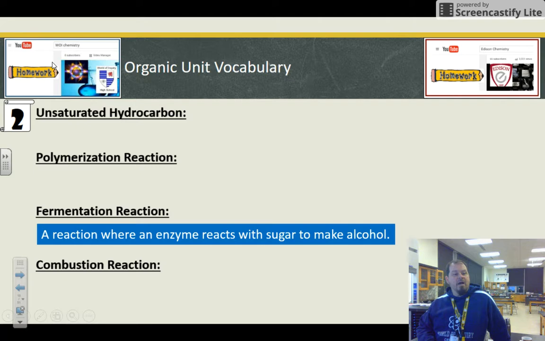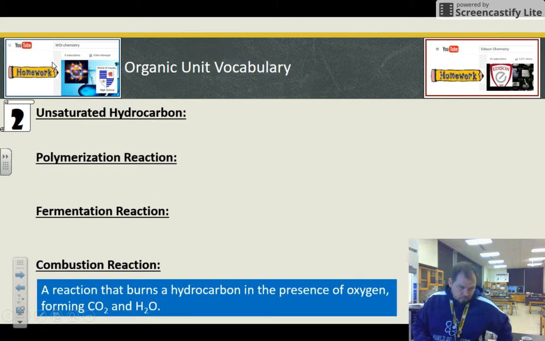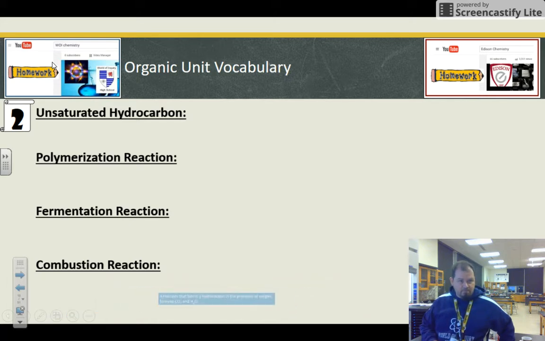Okay. My personal favorite and most people's favorite is the good old-fashioned combustion reaction. You need to be able to pull this one out. This is a reaction that burns any hydrocarbon in the presence of oxygen. So oxygen is a reactant, forming specifically carbon dioxide and liquid water. Every time. Carbon dioxide and water, if they're your products, and oxygen is a reactant, it is a combustion reaction. You need to be able to pull those key pieces out and call that a combustion. Fair?